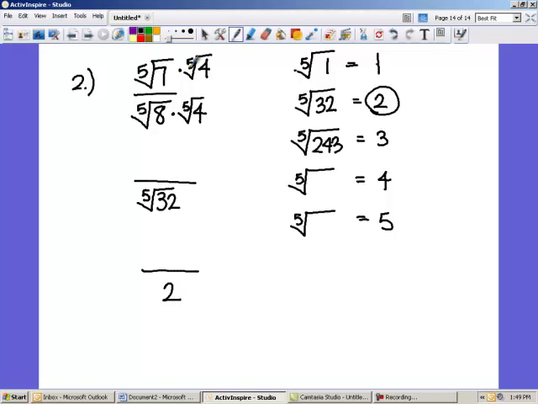Now the top, because we have the same root, we're just going to multiply 7 times 4. And the 5th root of 28 cannot be broken down any farther. It would just go to these two numbers, and you can tell that neither one of them have a perfect 5th root. So the 5th root of 28 is your answer, and that's all over 2.